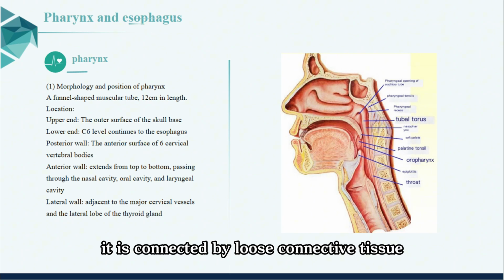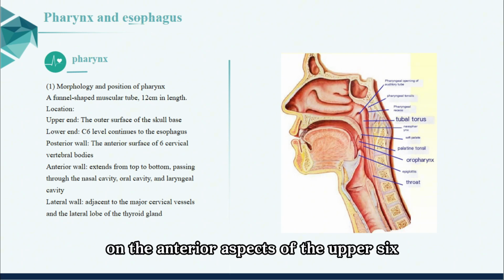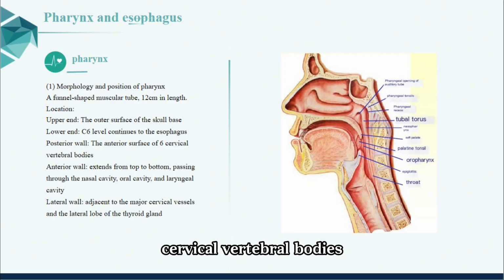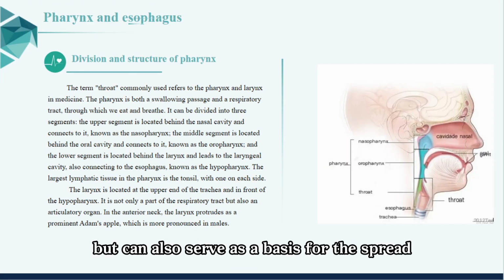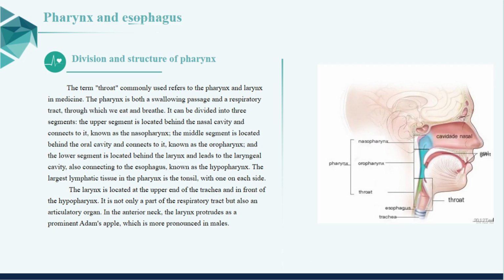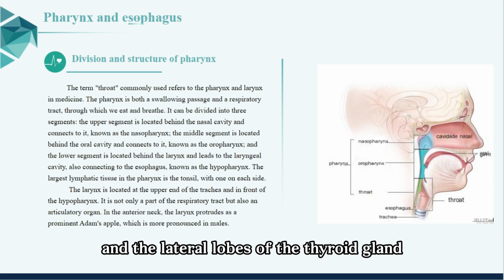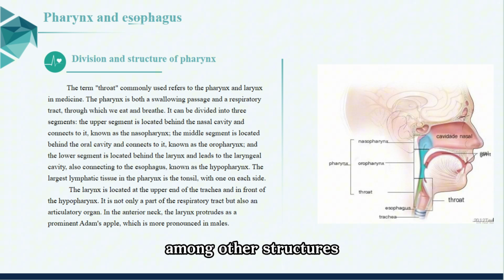It is connected by loose connective tissue to the prevertebral fascia on the anterior aspects of the upper six cervical vertebral bodies. This type of connection facilitates the movement of the pharyngeal wall muscles, but can also serve as a basis for the spread and extension of inflammation. The lateral walls of the pharynx are adjacent to the major blood vessels of the neck and the lateral lobes of the thyroid gland, among other structures.